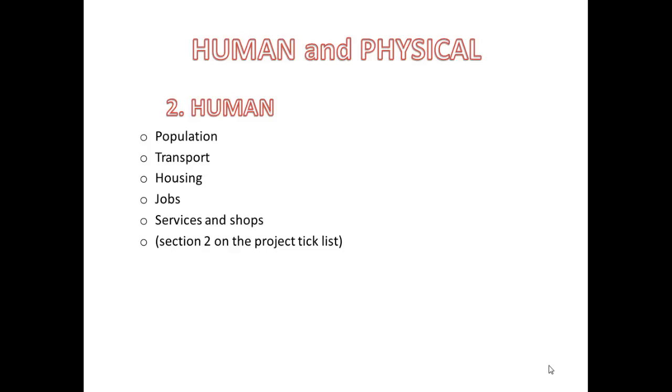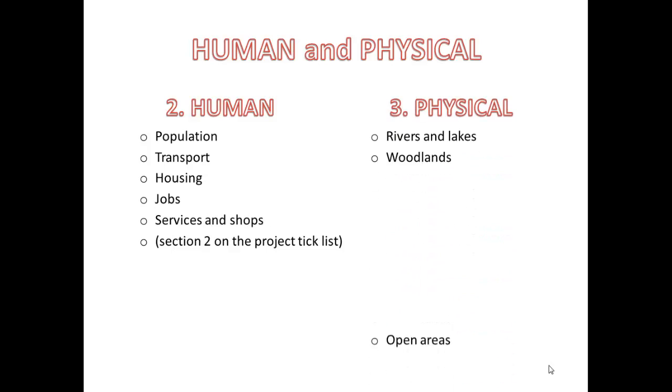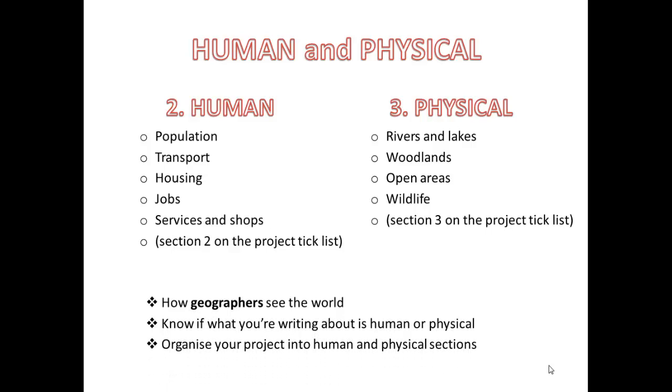And if you look closely, you'll see that this matches Section 2 on your tick sheet. Physical geography includes rivers and lakes, woodlands, open areas, wildlife, and again this matches Section 3 on your project tick list. My top tip here is to divide your project into human and physical and to use these as section headings. There are podcasts on what you can do for a good human investigation and what you can do for a good physical investigation. Remember to check these out.